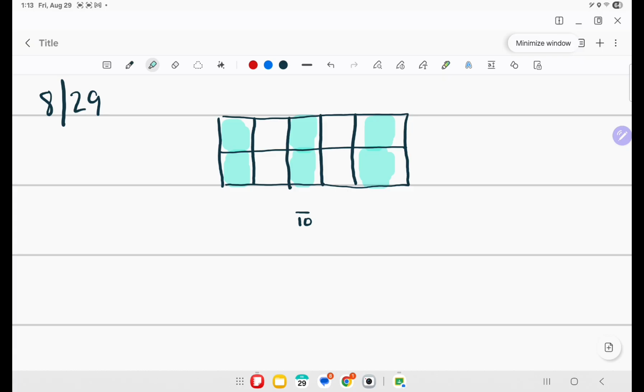Or, well, you don't have to. You can do how you want to do it. All right? Shade 6 of them. Do how you want to do it. Now, how much is that fraction worth now? 6/10.